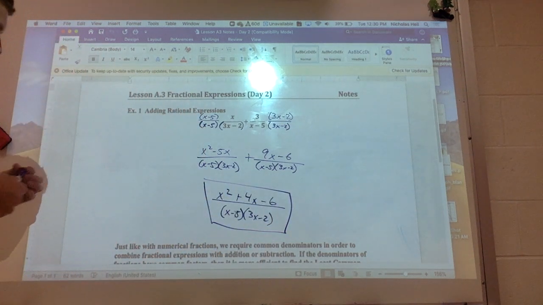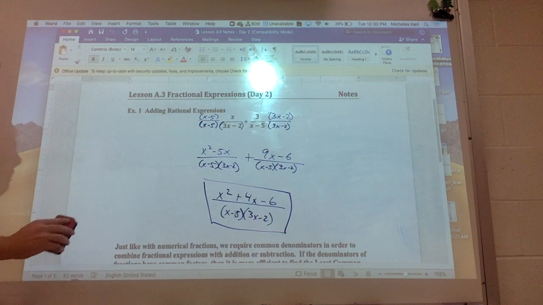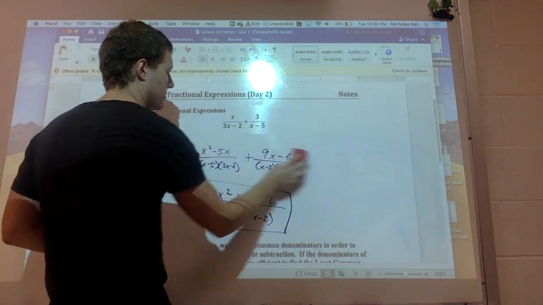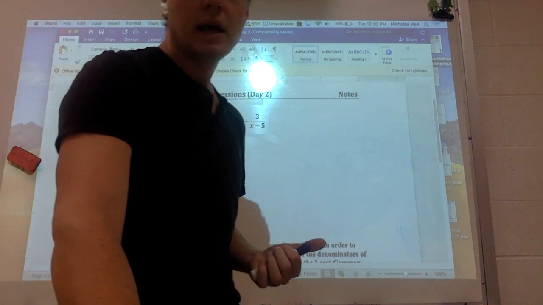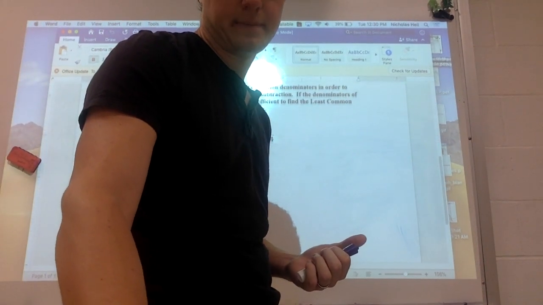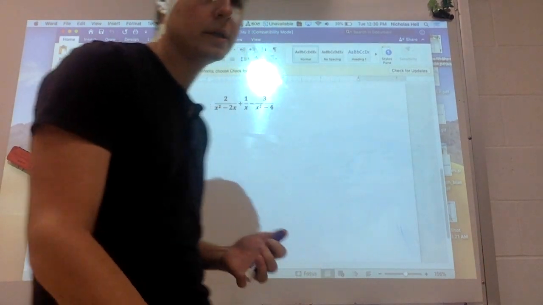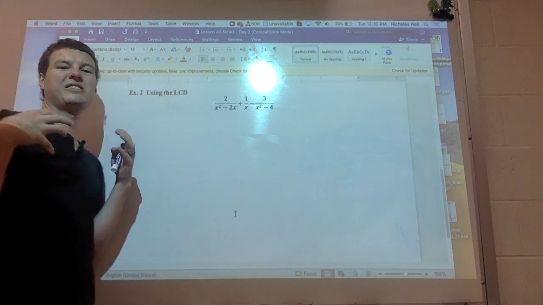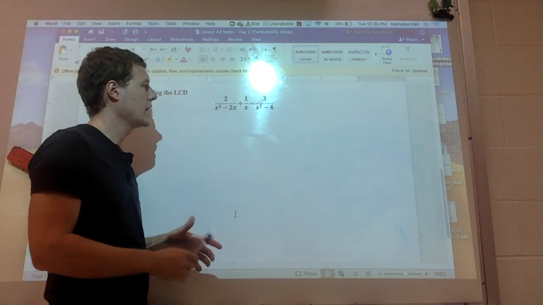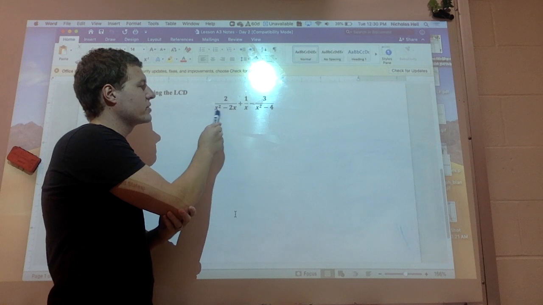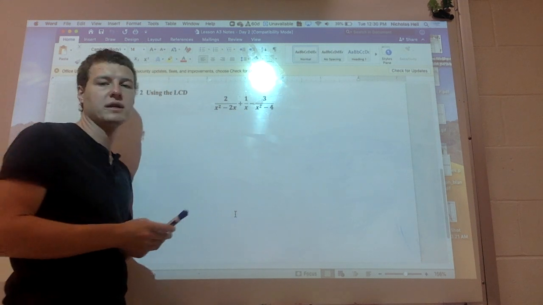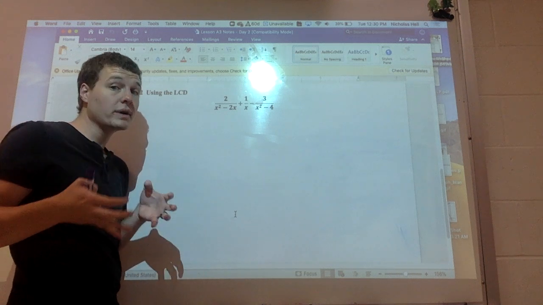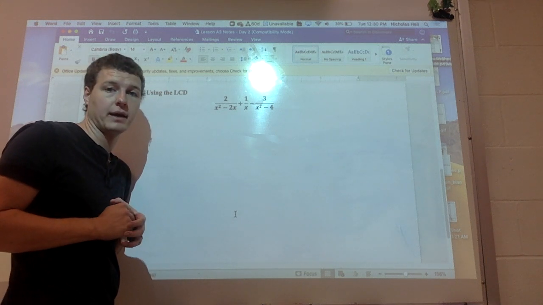First one, done. Now, if you're looking at the next expression already, you might be dropping your jaw. It's really not that bad because it's just the same thing that we've done already. However, I want us to work smart, not hard. I see this denominator has an x squared minus 2x. This has just an x, and this has an x squared minus 4. So we need all 3 of those denominators to be the same thing.